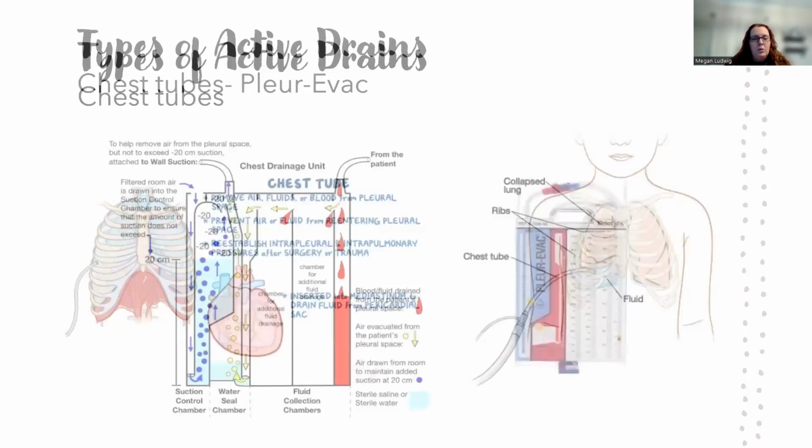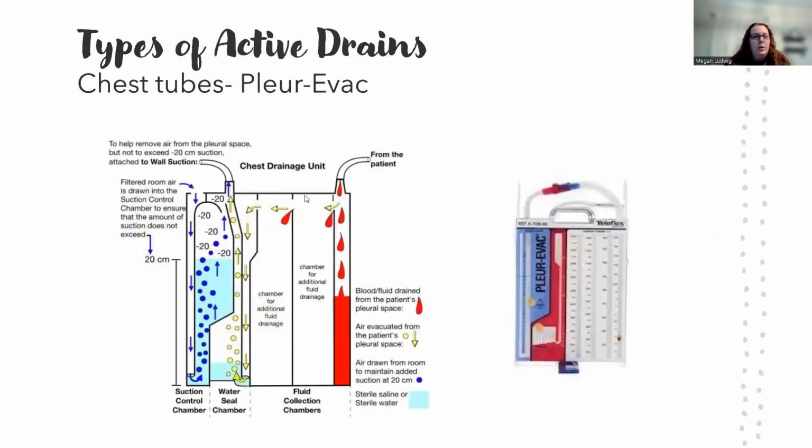Okay, so here's an example of one of those chest tubes. Common one is called a Pleurovac. It looks like this. It's like a big box sort of thing, hard plastic. It's much bigger than the other couple that I've shown you already. So it drains into here.